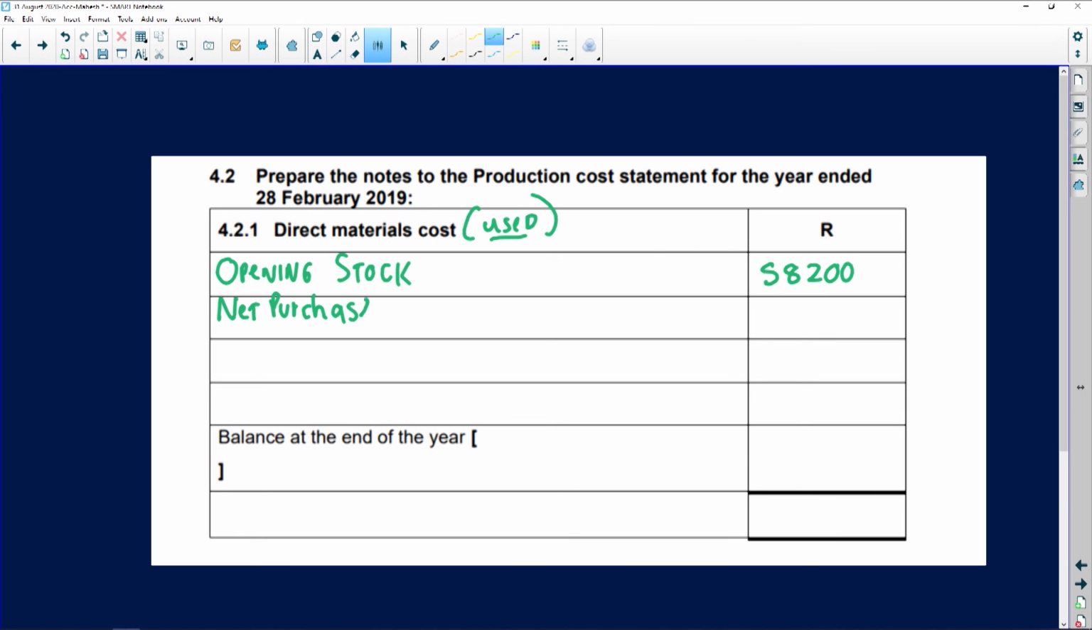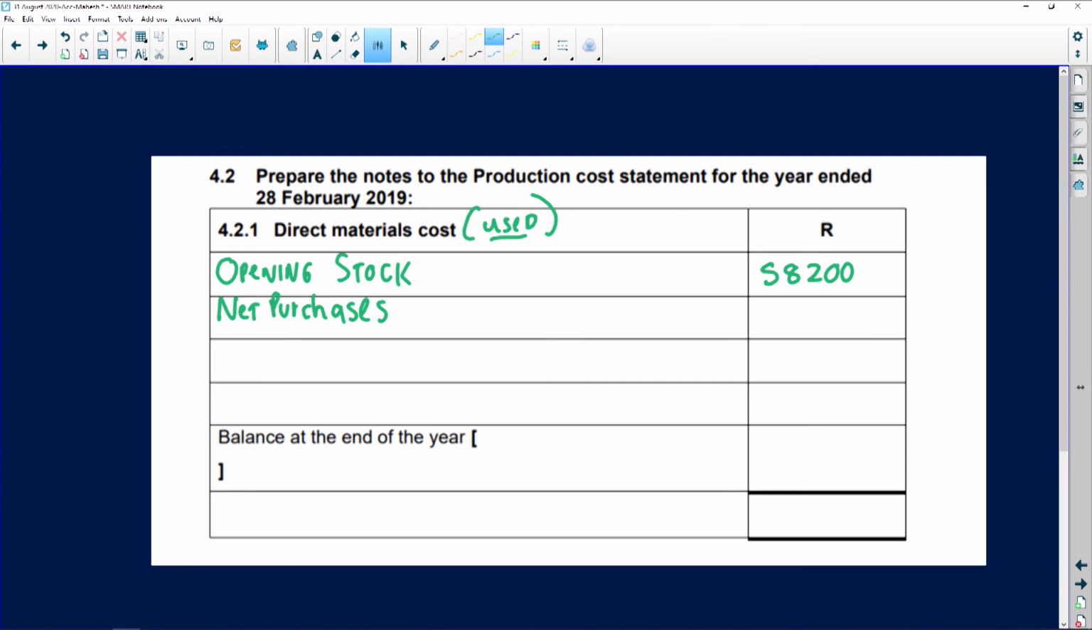Okay. To my opening stock, I am then going to add net purchases. Right. Now, what do we mean by net purchases? Here, I'm going to include all my cash and credit purchases of raw materials during the year, as well as taking into account any returns. So remember, if you returned any raw materials, that needs to be subtracted from what you purchased. If there was any theft of raw materials, any loss of raw materials, you would also have to take this into account. So I want you guys to please remember this.